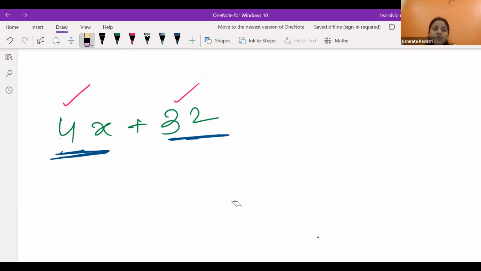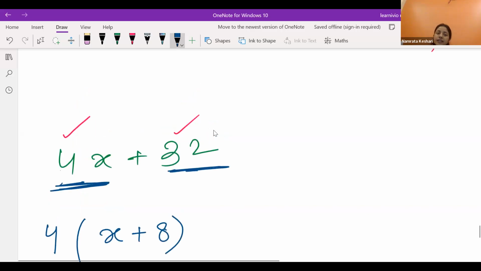That means 2 can divide 4 and 2 can divide 32. 4 can also divide 4 and 32. The table of 4 contains 4 and 32, so we will take 4 common and we are left with x plus 8. Is it crystal clear to all of you? Afan, Afia, Aleph and Apurva? Yes, ma'am.